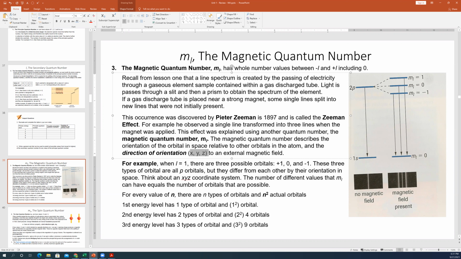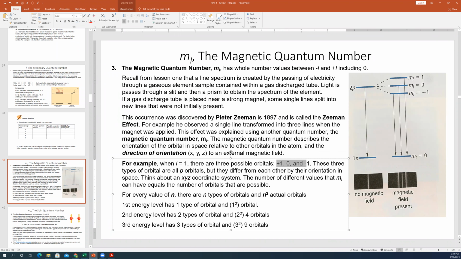So for example, when L is equal to 1, there are 3 possible orbitals. So +1, 0, and -1. The value of M subscript L has whole number values between -L and +L, including 0. That's where we get that when L is equal to 1, these are the values of L, -L, and 0. So it can have these 3 p orbitals.